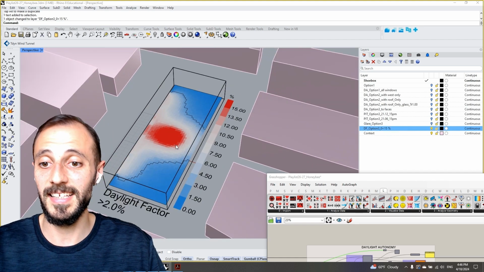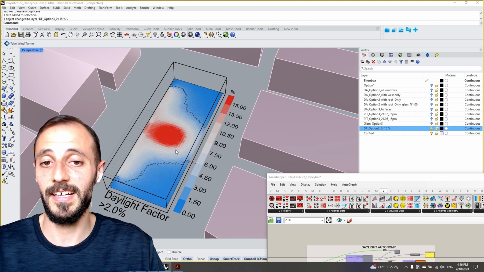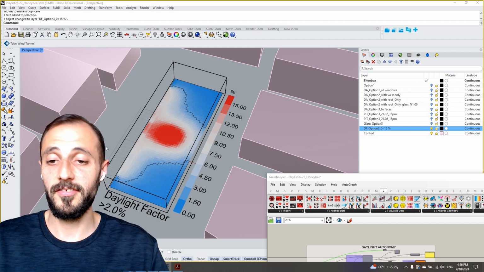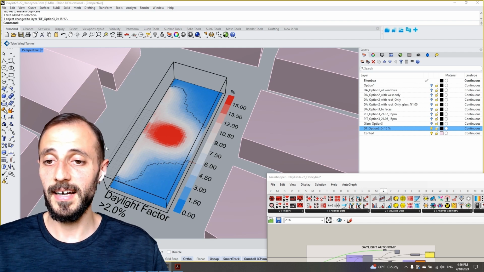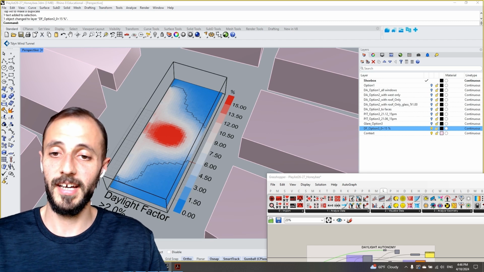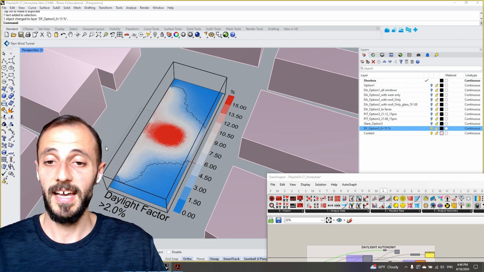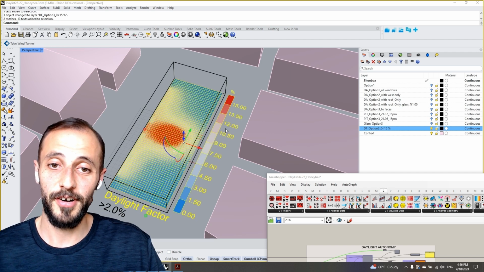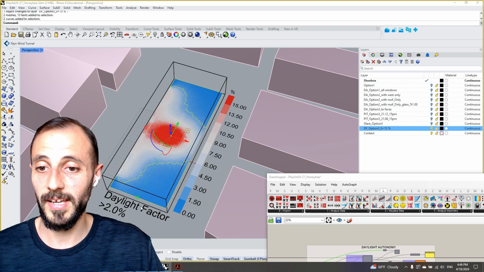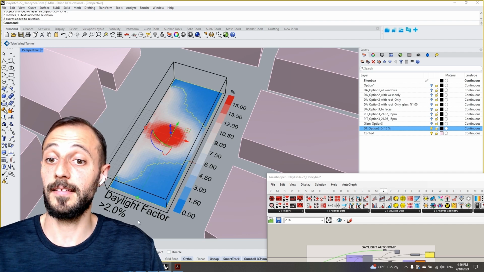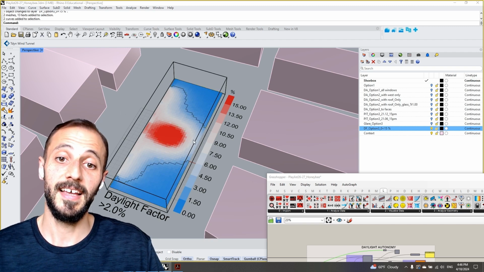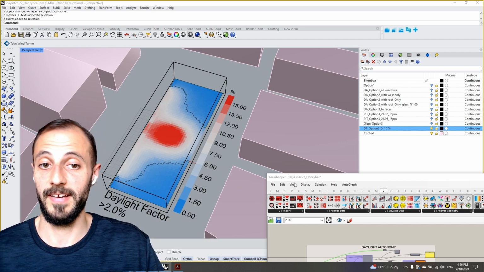And last but not least, we take a closer look at daylight factor, which is a metric to express the daylight availability compared to the unobstructed daylight availability outside. And these are the curves that we see here. These curves are showing us the locations where we have daylight factor lower than 2%, higher than 2%, and changing in between 0 and 50.